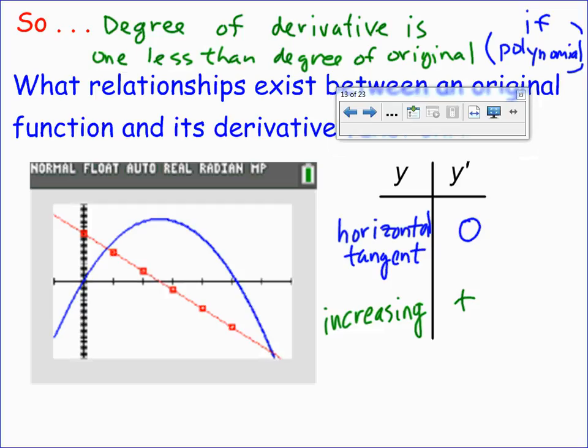If it's decreasing. If what's decreasing? The original. Okay, then the derivative is down. So, negative values, for us graphically, that means below the x-axis, right? Below the x-axis. For positive values, that means above the x-axis when we go to graph or plot.